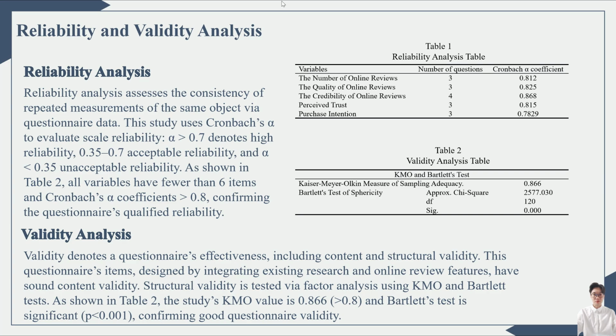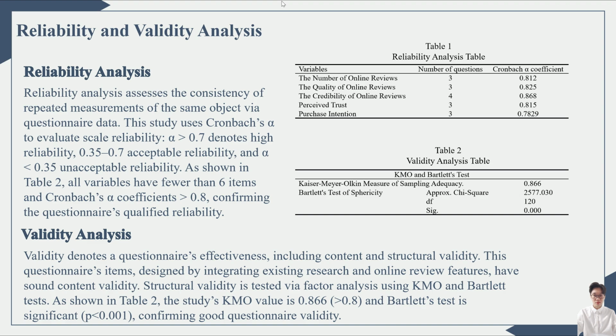This study adopted the questionnaire survey method to collect data. To ensure the scientific nature of the questionnaire, we first conducted reliability and validity analysis. The reliability analysis used Cronbach's alpha coefficient, as can be seen from the table. The number of items for all variables was less than 6, and the alpha coefficients were all greater than 0.8, far exceeding the standard of 0.7, indicating that the internal consistency of the questionnaire was very good and the reliability was qualified. For validity analysis, we employed KMO and Bartlett's sphericity tests.